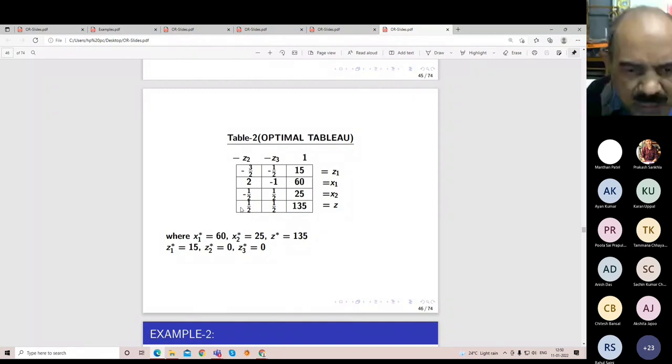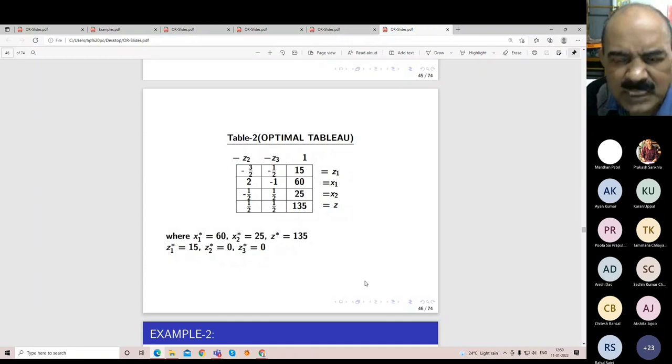Is there any negative element in the last row of the simplex table other than the D position? Is there any negative element? What is your answer? There isn't. No negative element. So it is optimal. And this is the solution, the optimal solution you are finding. So what is the optimal solution?